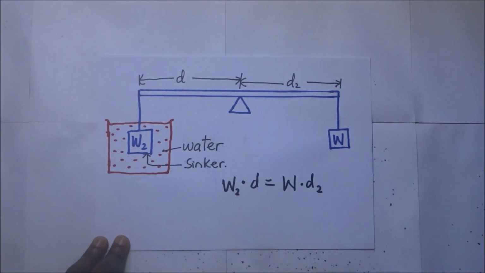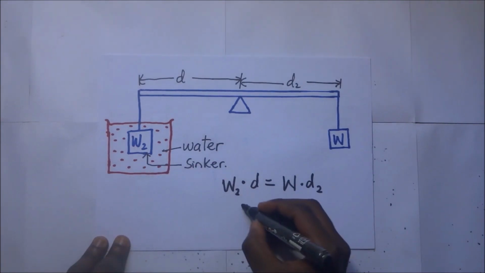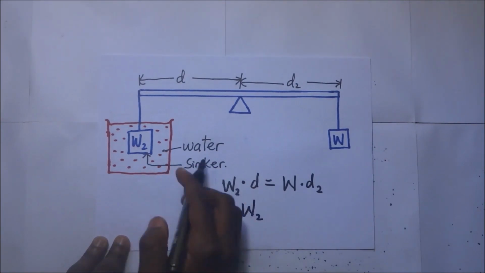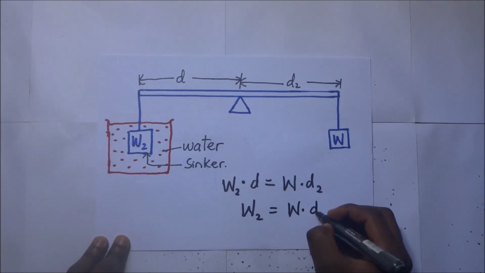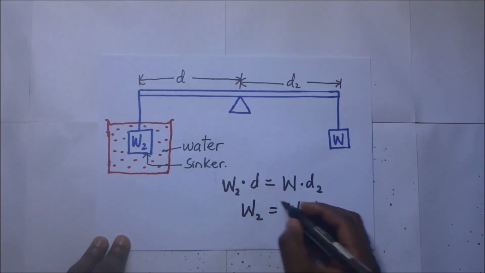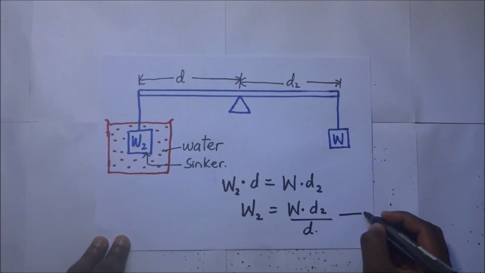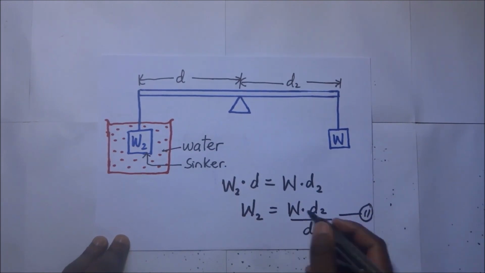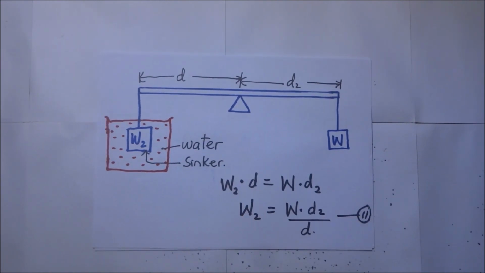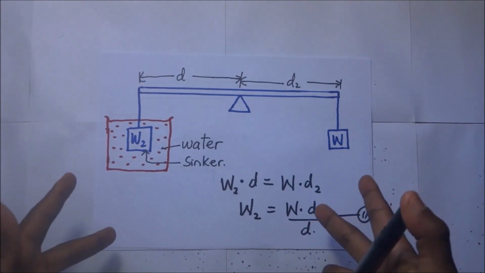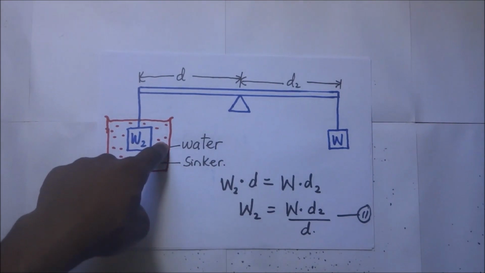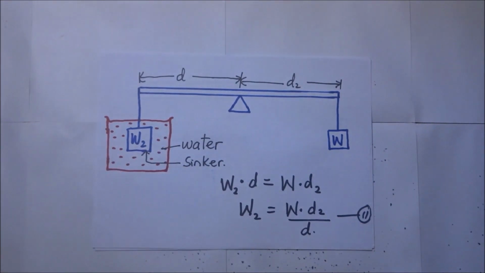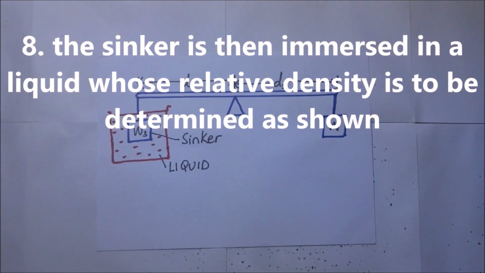So meaning our W2, our new weight when this sinker is in water, is given by W multiplied by D2, divided by D. So that is our second expression, W2. So we are going to repeat this same thing, but instead we are going to dip this sinker into a liquid whose relative density we are looking for. And that is exactly what we've done here.